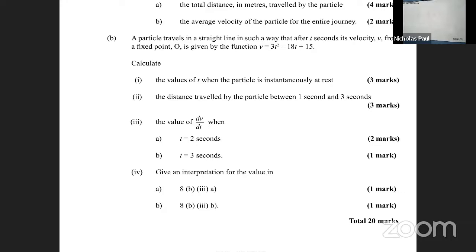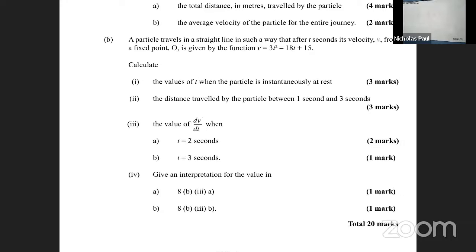Right, so let's go. A particle travels in a straight line in such a way that its velocity is given by that. Calculate the values of t when it's instantaneously at rest. What does instantaneously at rest mean again? It means that the object has stopped, so its velocity is 0.